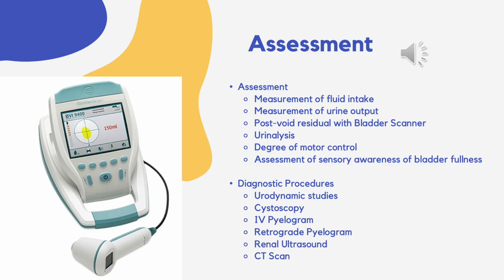Moving on to assessment, which plays a really important role in being able to diagnose and manage neurogenic bladder. Our assessment begins with basic observations like measuring the patient's fluid intake and their urine output. These values give us insight into the patient's hydration status and their bladder functionality. One essential tool used in the assessment is the bladder scan, which is a non-invasive ultrasound device that helps measure post-void residual, or PVR, the amount of urine that's left in the bladder after voiding.